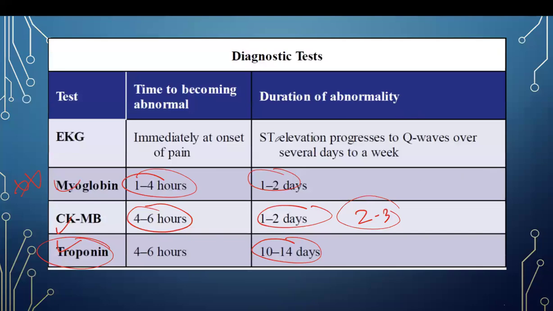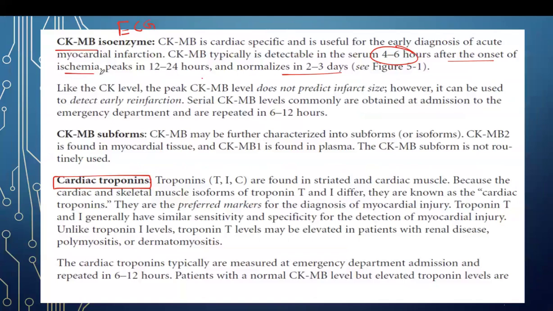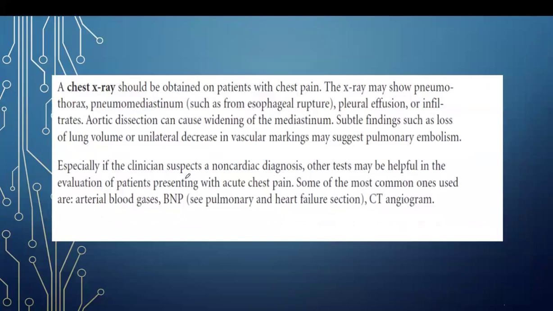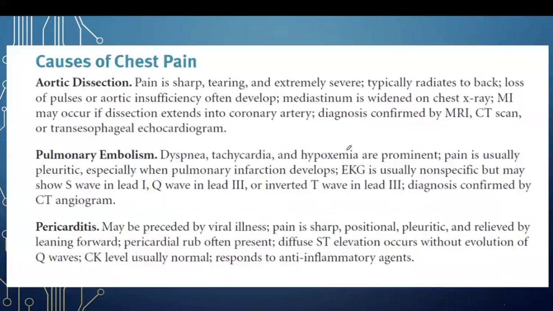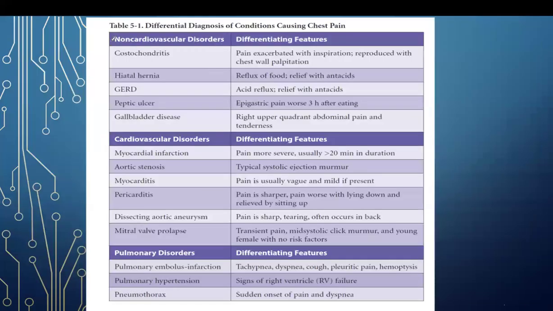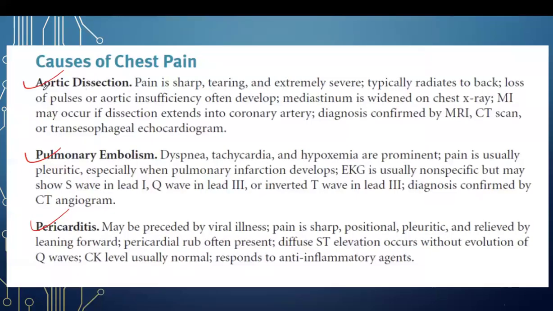Okay? So we have got an idea about the CKMB. We know about cardiac troponin. So moving on. Sometimes a chest X-ray can be done if you want to rule out some other causes of chest pain, like pneumothorax, pneumonia, pleural effusion, so respiratory causes. Then we can do a chest X-ray. So we discussed a little bit about the causes of chest pain, so aortic dissection, pulmonary embolism, pericarditis, and also several others. Now, we will discuss each and every one of them in detail.